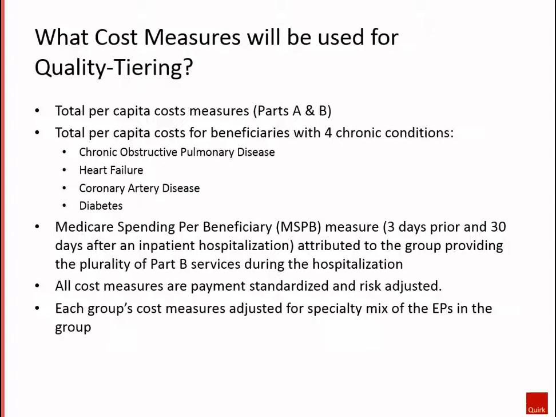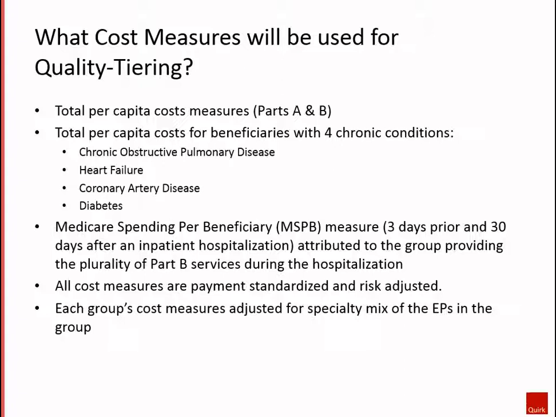All cost measures are payment standardized and risk adjusted. So basically what that means is if you live in an area with higher Medicare costs, so let's say you live in California and you provide care in California, and Medicare reimbursement is higher than what it is in Ohio, that cost is actually standardized.